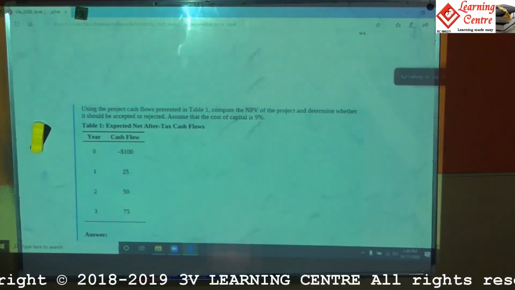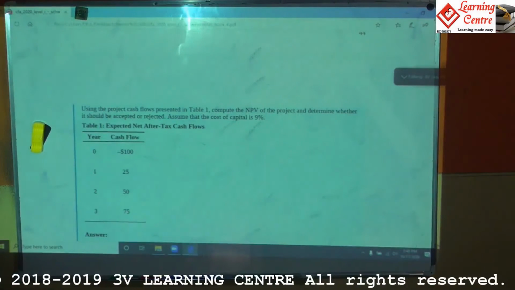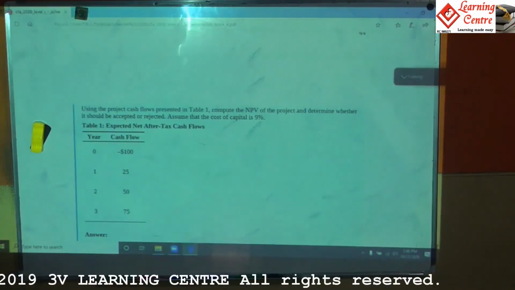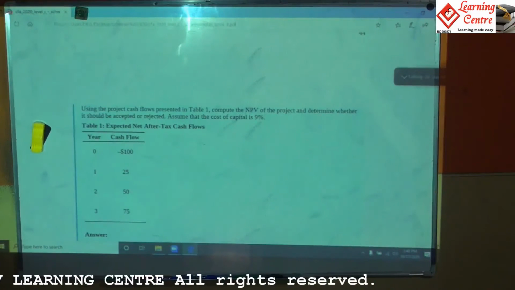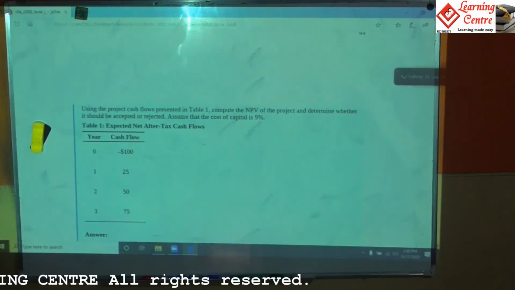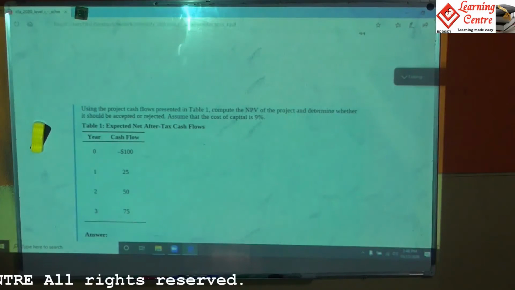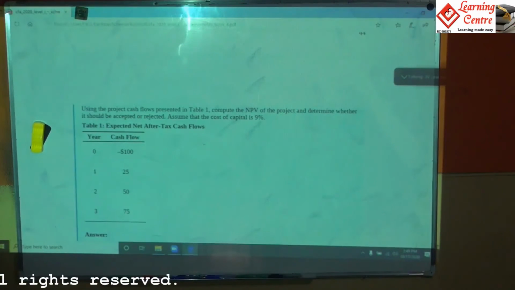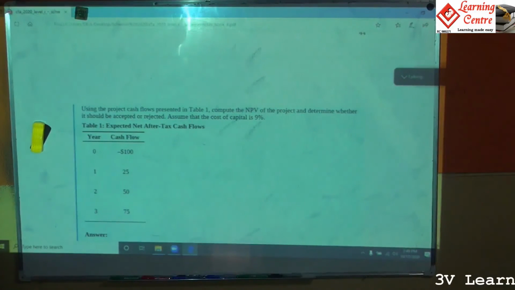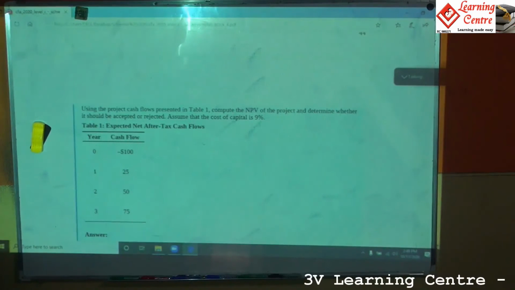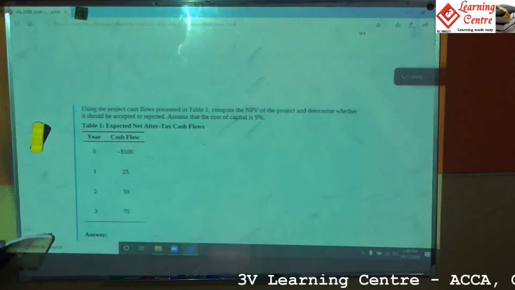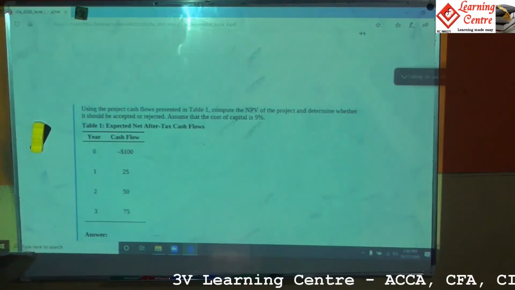So this is a project. Good. Using the project cash flows presented in Table 1, I assume this is Table 1, calculate the NPV of the project and determine whether it should be accepted or rejected, assuming the cost of capital is set. So this is a decision you have to make, whether to do this project or not.